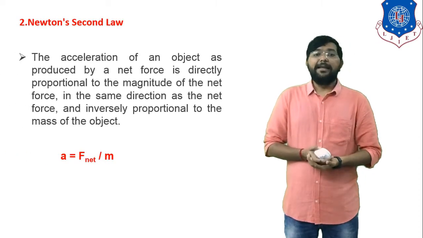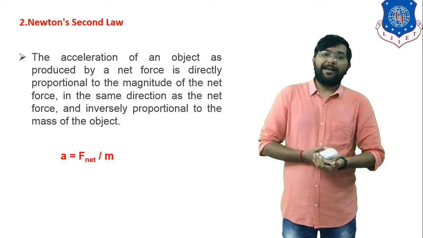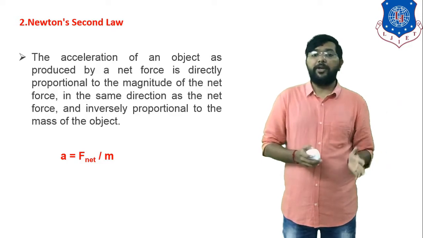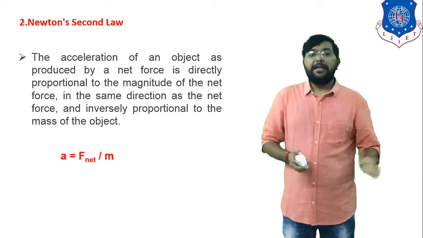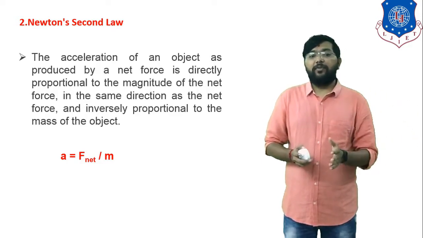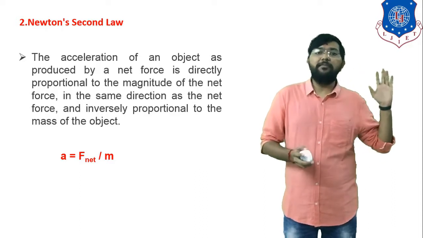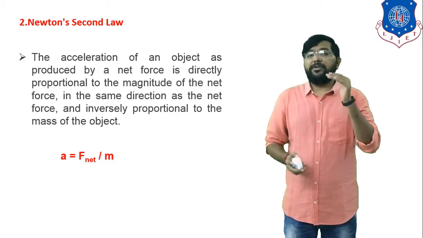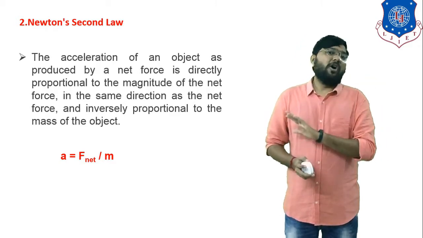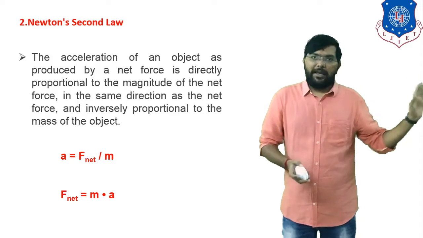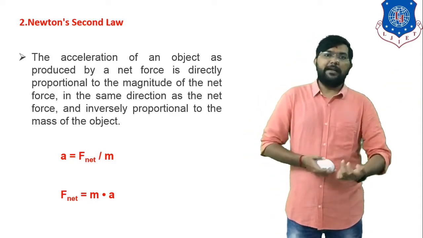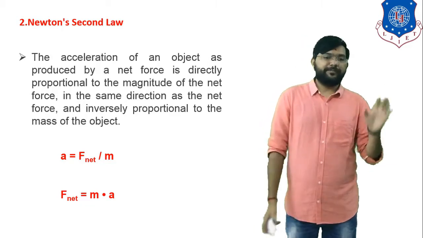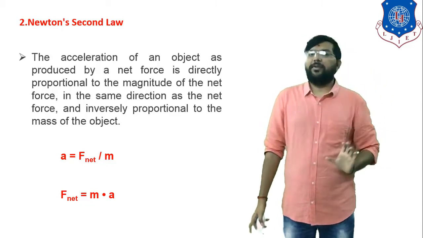You all know this thing. The acceleration of an object produced by a net force is directly proportional to the magnitude of the net force, in the same direction as the net force, and inversely proportional to the mass of the object. So acceleration is equal to net force upon mass of the body, or F is equal to ma. Now F indicates net resultant force, m indicates mass of the body, small a indicates the acceleration of the body.